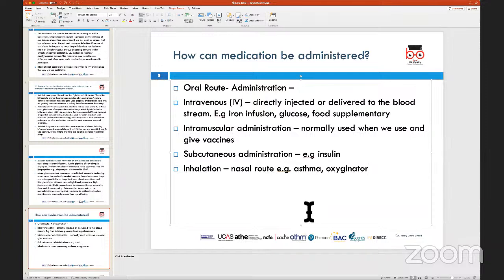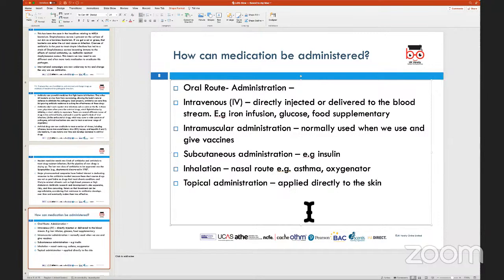Now, there are other routes as well. One such other route, which we have all seen as parents. Anybody can recall topical administration? What is it when you're given medication through the topical route? Topical means when it is applied directly to the skin.